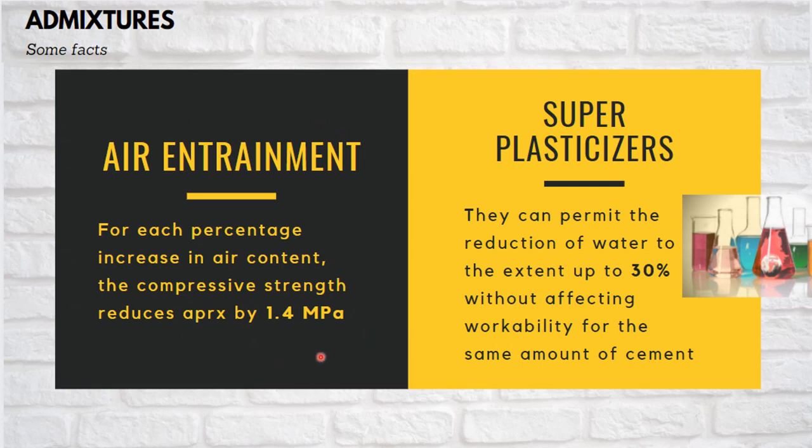In case of super plasticizer, it can permit the reduction in water up to 30% without affecting the workability. Workability, in the sense of slump value, without affecting the workability for the same amount of cement. This is about some facts on admixtures. Let's move on to concrete and reinforcement.